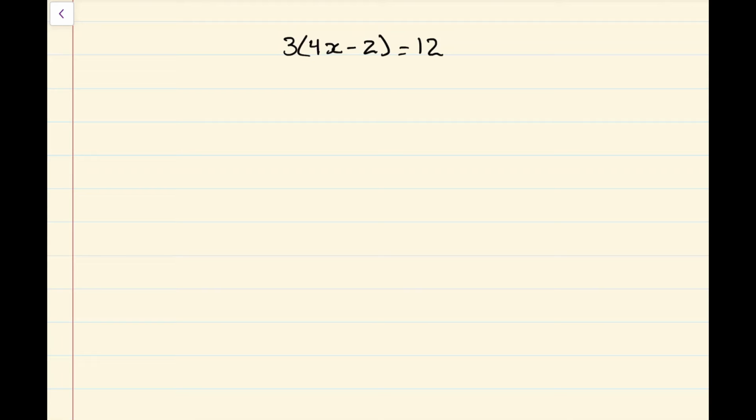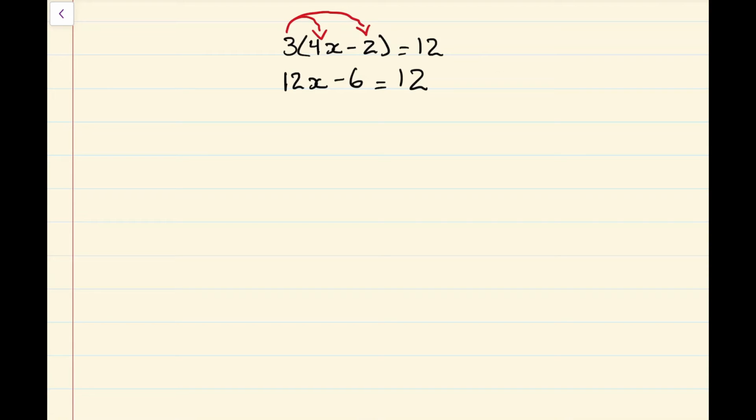So let's get started. Let's multiply this 3 by the first term, which is 4x. And 3 times 4x is just 12x. And then we're going to multiply the 3 by the negative 2, which will just give us negative 6. And that's, of course, equal to 12. So now that the bracket is removed, let's continue to solve the question.